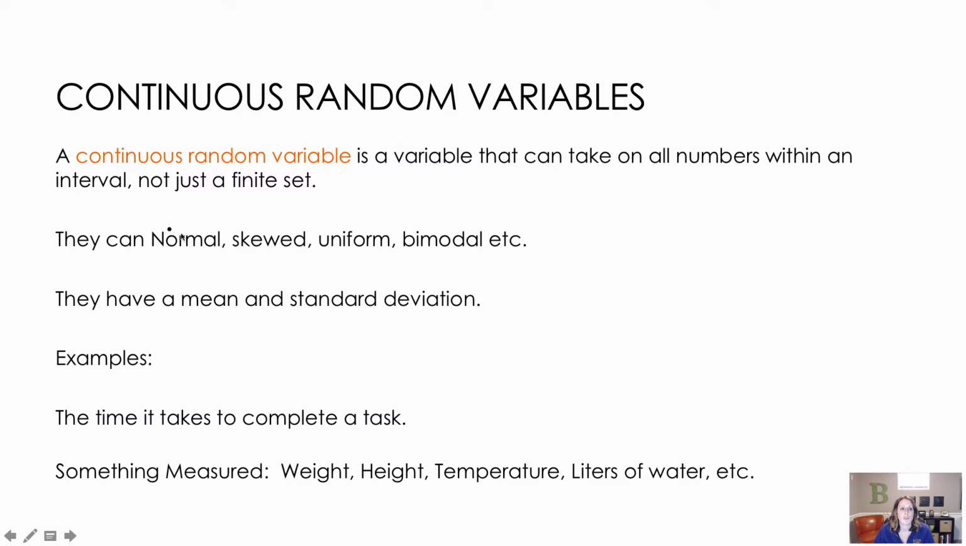So I can have a normal set, a skewed set, uniform, bimodal, etc. They all have a mean and a standard deviation. That doesn't mean we would use them to describe those, but they all have those.